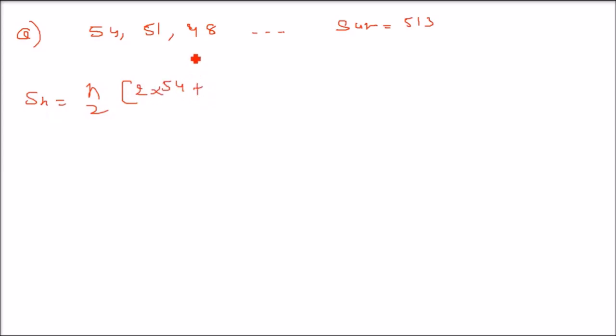Sn will be equal to n by 2 into 2a plus (n minus 1) into d. d is 51 minus 54, that is going to be minus 3. And this is going to be equal to 513. Now we need to find out n. So these are types of question. I will directly write this because a quadratic equation will form. So 18 and 19 will come. So this kind of question will also come, that is, you are given the sum, you have to go backwards. Either you have to find a, or you have to find n, like this.